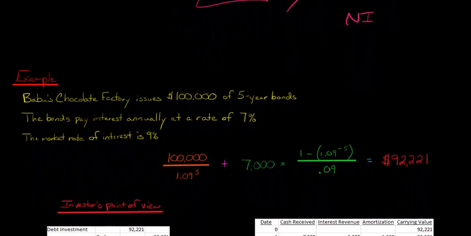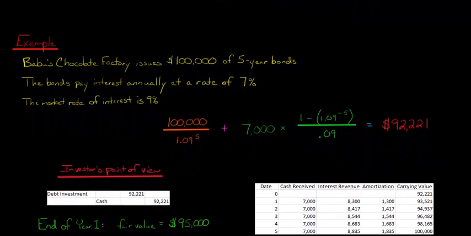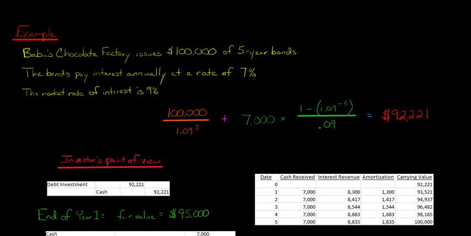So we've got an example here of this Babu's Chocolate Factory. They issue a bond. It's issued at a discount, $92,221. So from the investor's point of view, let's say we're the company that bought Babu's debt. So we debit debt investment, $92,221. We credit cash for the same amount. And here's an effective interest table if you're interested in seeing how it's amortized over time.